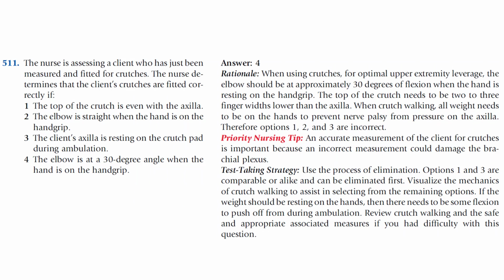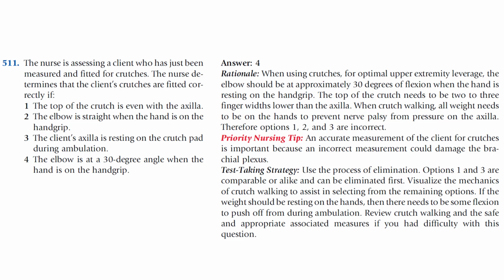511. The nurse is assessing a client who has just been measured and fitted for crutches. The nurse determines that the client's crutches are fitted correctly if: 1. The top of the crutch is even with the axilla. 2. The elbow is straight when the hand is on the hand grip. 3. The client's axilla is resting on the crutch pad during ambulation. 4. The elbow is at a 30-degree angle when the hand is on the hand grip.